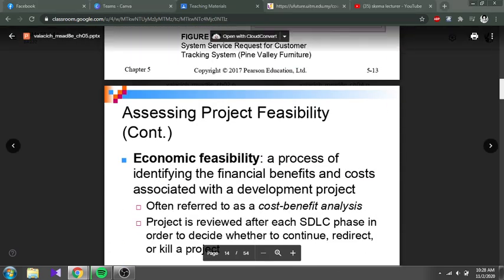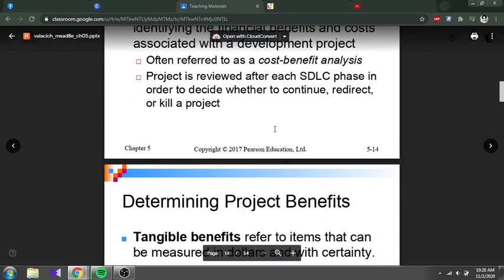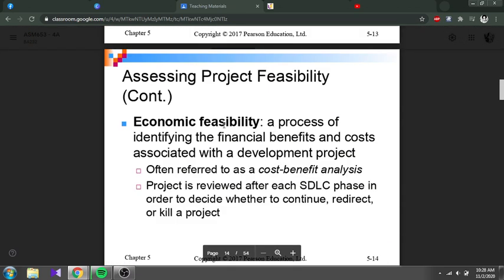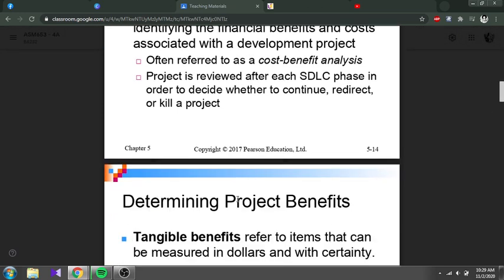Okay, we continue on this economic feasibility. As you know, we're gonna go one by one. First one, economic feasibility is a process of identifying a financial benefit and cost associated with a development project, often referred to as a cost-benefit analysis. And the project is reviewed after each SDLC phase in order to decide whether to continue, redirect, or kill a project. Kill a project, terminate the project. We don't want to start with that project.